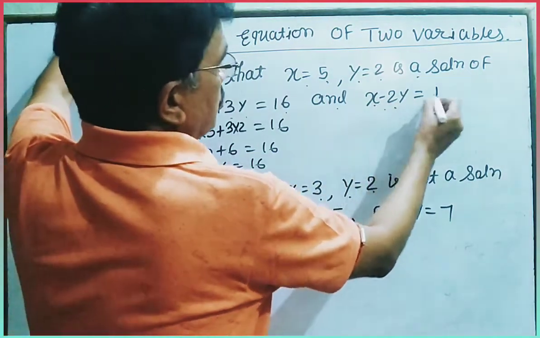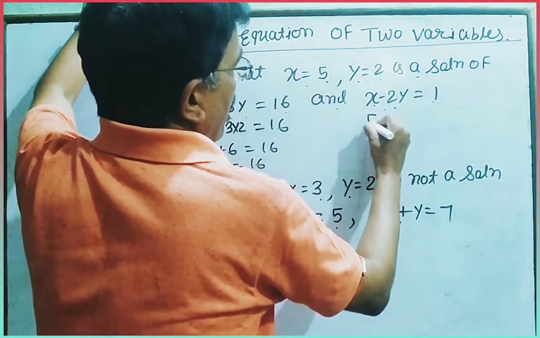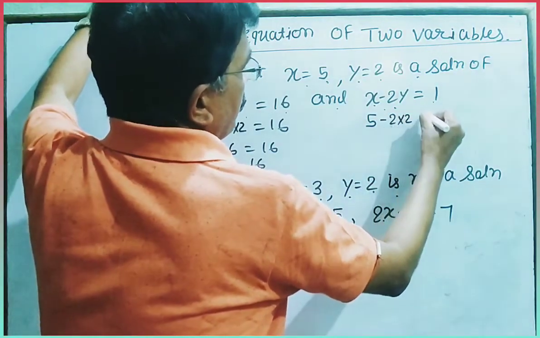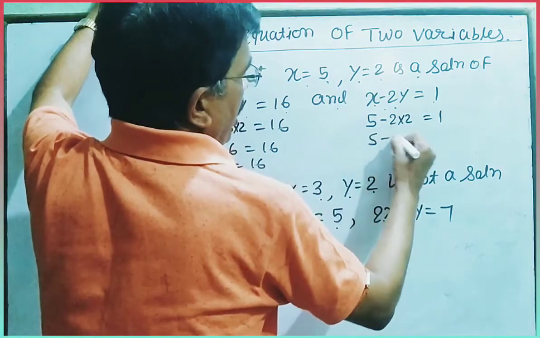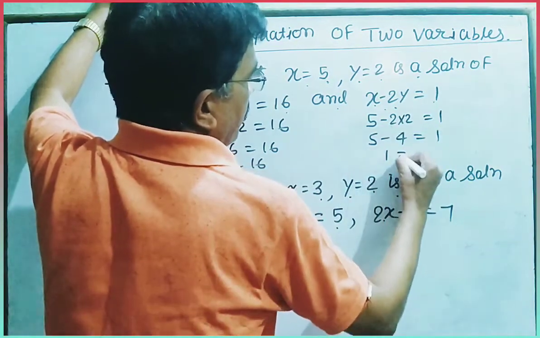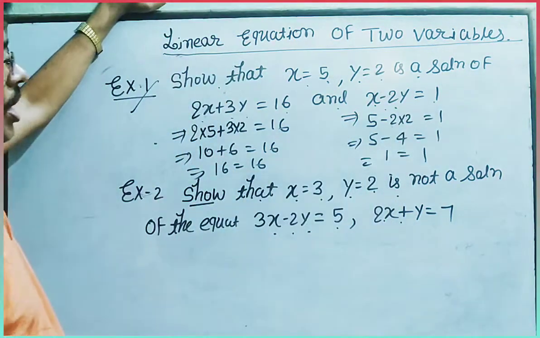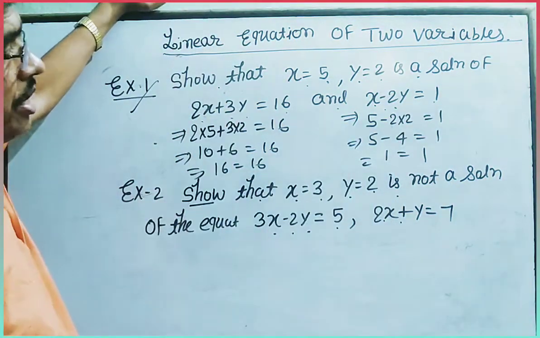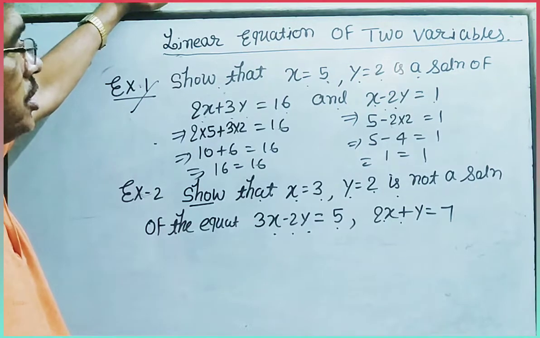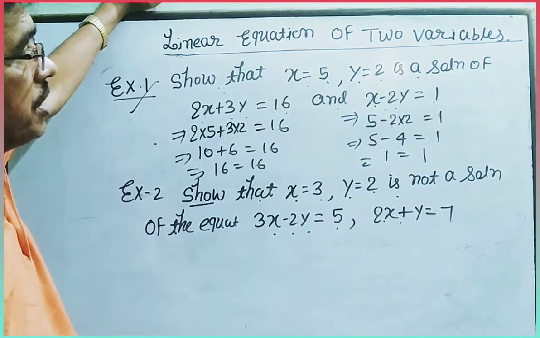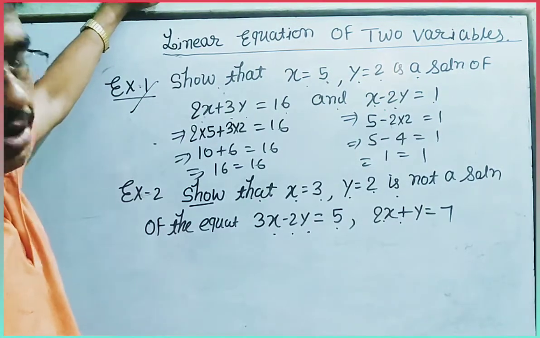Here x minus 2y is equal to 1, x is equal to 5, 2 into y is equal to 2, is equal to 1. Then 5 minus 4 is equal to 1, then 1 is equal to 1. Then it is clear both equations satisfy, so it is the zeros of the equation, that means it is the solution of the linear equation.